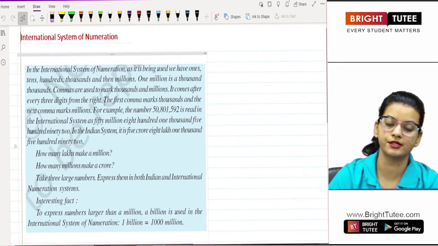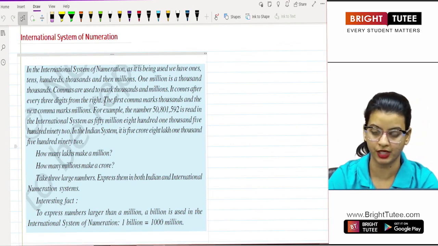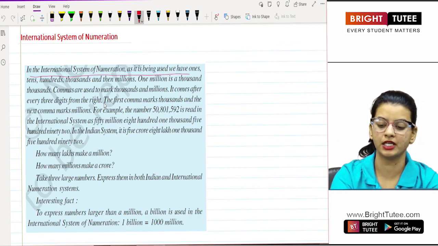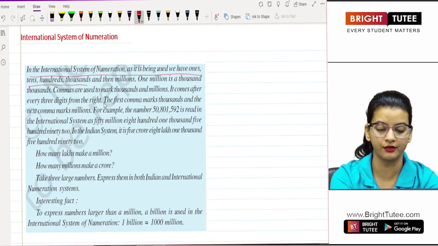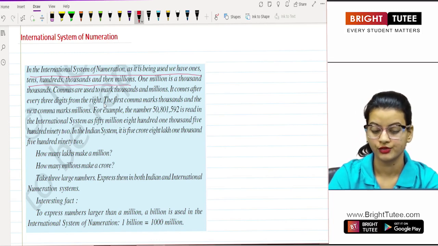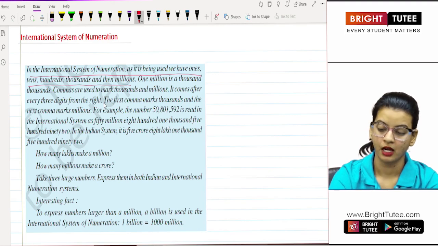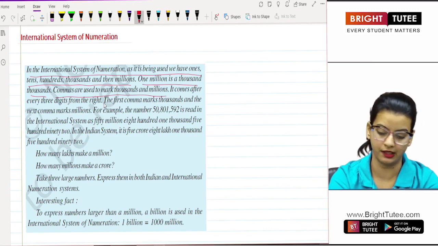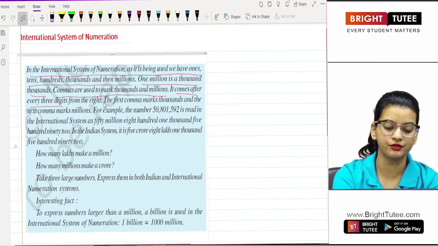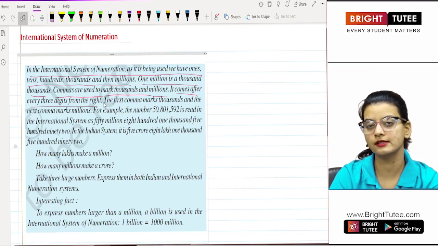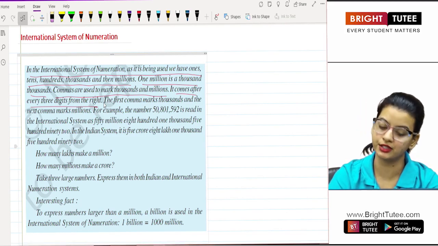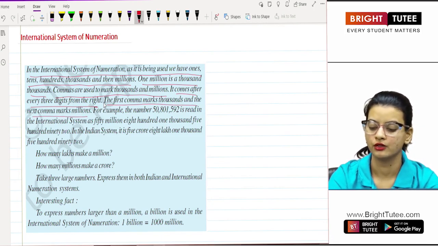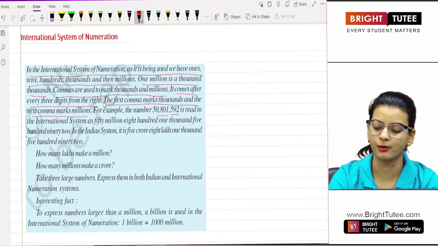So another system of numeration is the international system of numeration. What do we do in this? In the international system of numeration, we have ones, tens, hundreds, thousands, and then 1 million. So after 1000, we directly have 1 million. 1 million is 1,000,000. Commas are used to mark thousands and millions. A comma comes after every 3 digits from the right. The first comma marks thousands and the next comma marks millions.